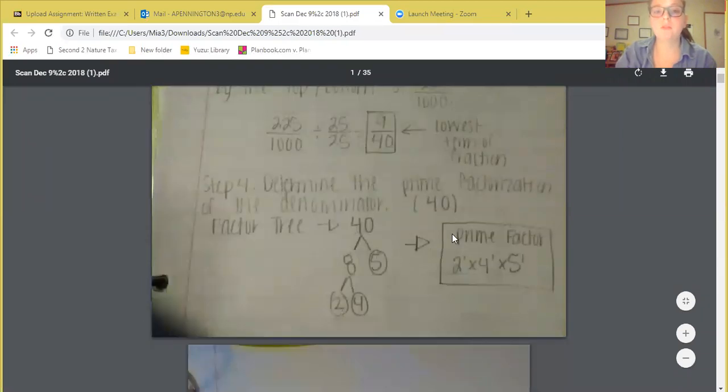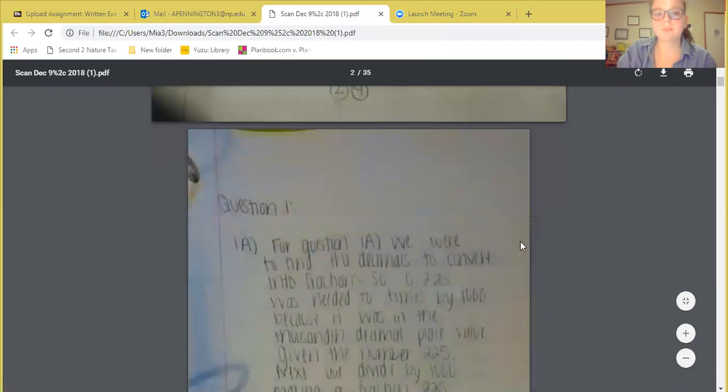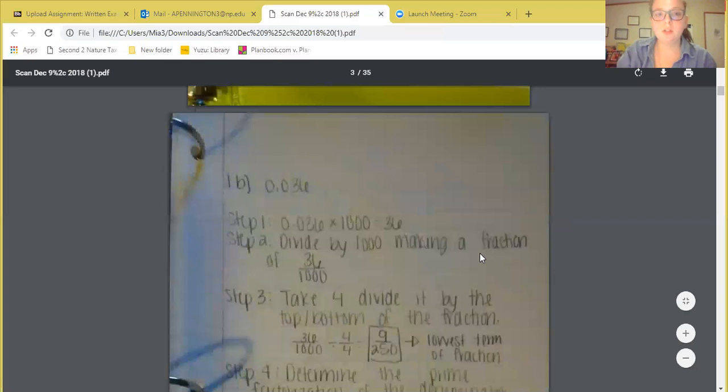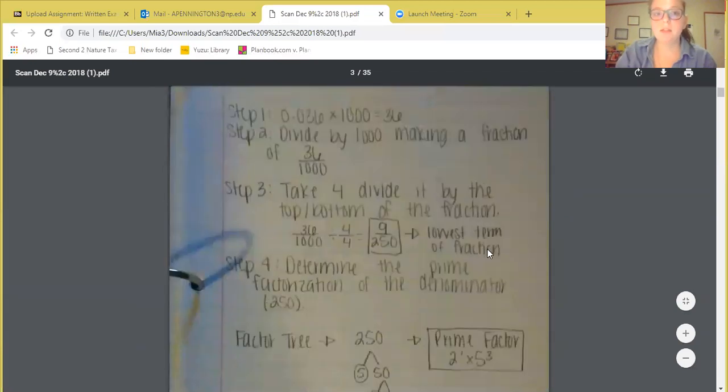Now we have to find the prime factorization of the denominator, which is 40. So we're going to make a factor tree. 8 and 5 equal 40. So 5's prime, so we circle it, and we have 8, and that can go into 2 and 4, and so we circle those. So 2 exponent 1 times 4 exponent 1 times 5 exponent 1 is the answer for the prime factorization. So now we're going to go into question 1b.